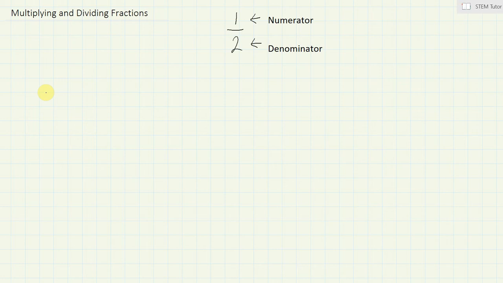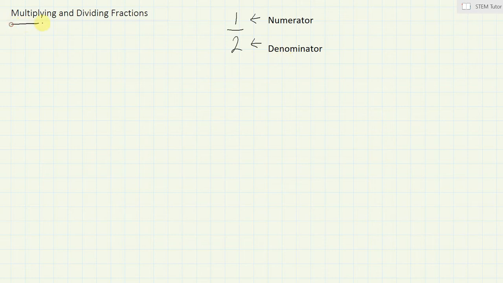Hello, in this tutorial I'm going to be going over how you multiply and divide fractions. Before we begin, just to recap fractions: if we have a fraction, for example 1 over 2, the numerator is the number at the top and the denominator is the number at the bottom. The reason I'm telling you this is that I'll be using these terms throughout this video.